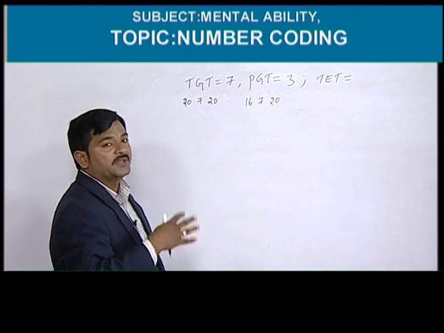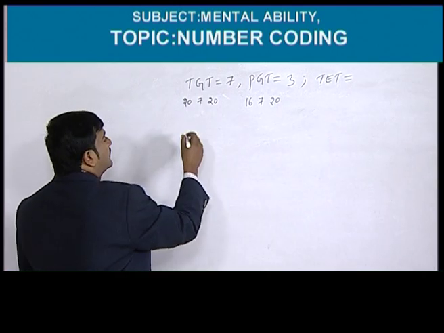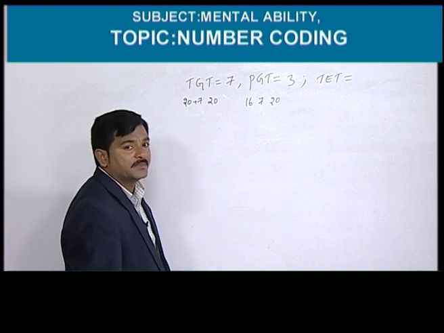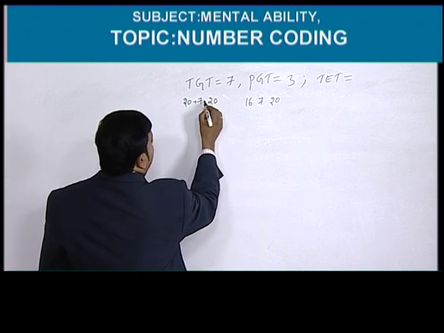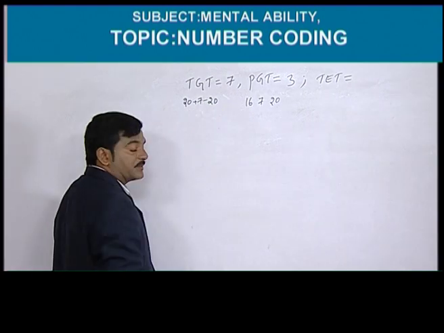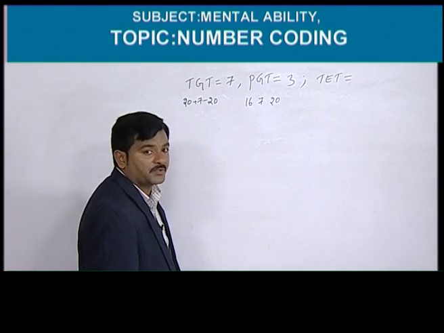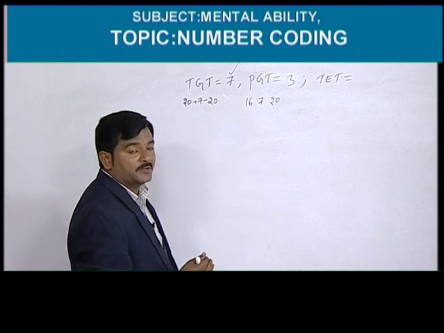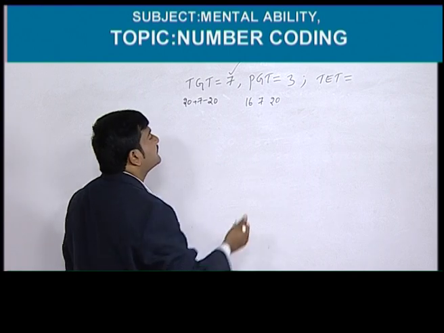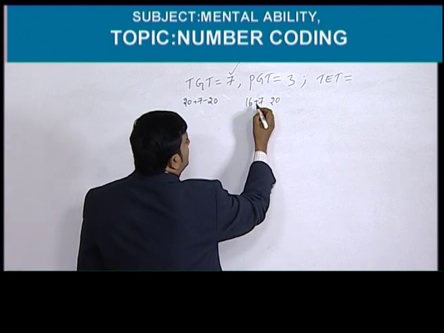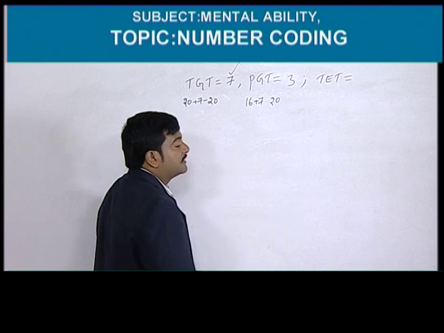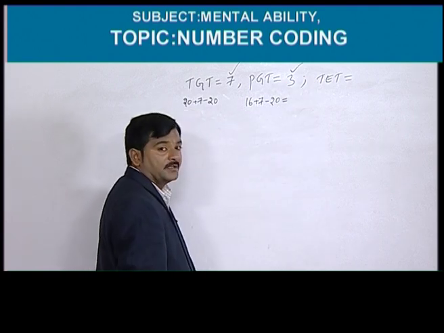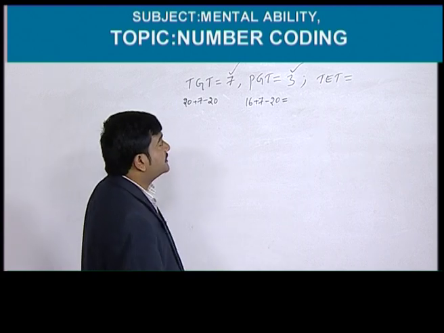We should think in some other way. How? See, add these two values. 20 plus 7, how much am I getting? 27. From 27 subtract 20. Subtracting 20 from 27, how much am I getting? 7. Okay, whether this concept is applicable for the second word or not, we will see. 16 plus 7, how much am I getting? 23. Subtracting 20 from 23, how much am I getting? 3. Hence that relation is established here.